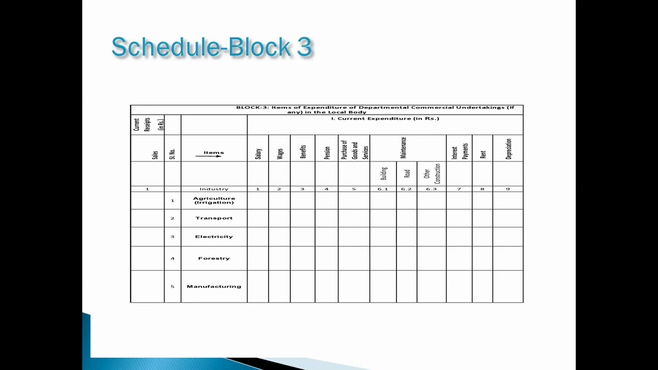Block 3 captures the information related to expenditure by local body DCUs. It also has 2 parts, part 1 for revenue expenditure and part 2 for capital expenditure. The information is collected for 5 industries which are agriculture, transport, electricity, forestry and manufacturing. Variables in this block are same as block 2 except commercial receipt, which includes all commercial receipts of DCUs like sale of water for irrigation, sale of timber, sale of milk, sale of electricity, receipts from transport, etc.